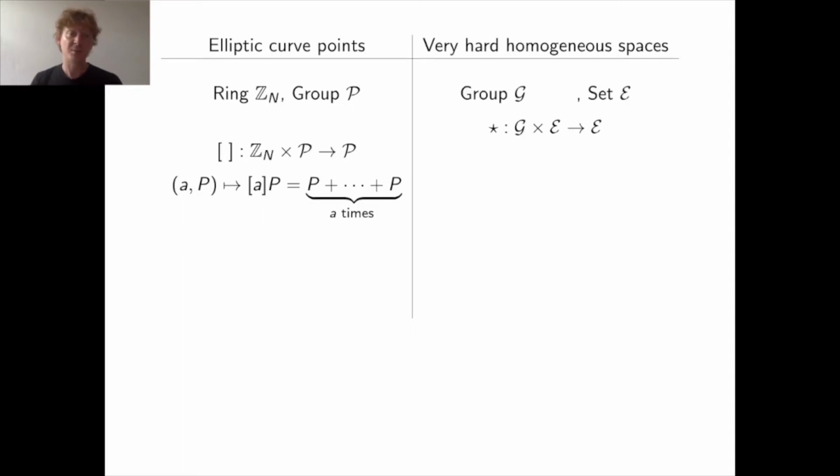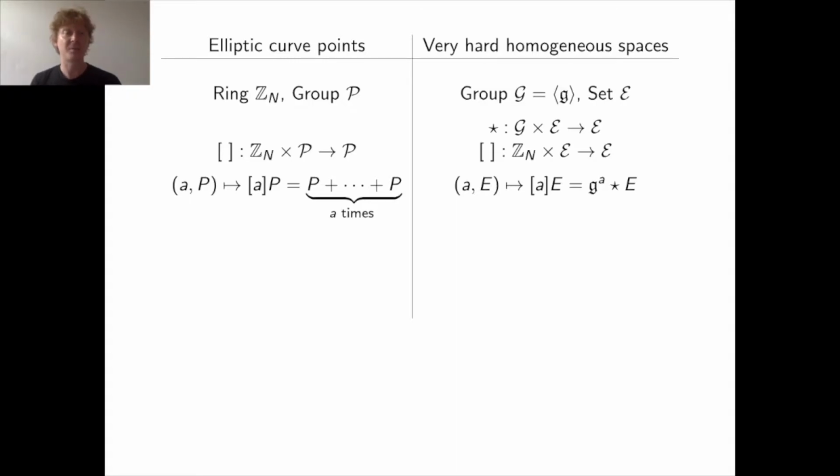In the very hard homogeneous spaces setting, we have a similar setup, but instead of a ring acting upon a group, we have a group G acting upon a set E. Typically, this group action is denoted with a star. But since G, the group, is cyclic, assume that we know a generator small g of it. In this case, we can define a group action that looks very similar to the multiplication map in the case of elliptic curve points. Basically, an element a acts upon an element E from the set by acting with the a-th power of the group generator on E by star.